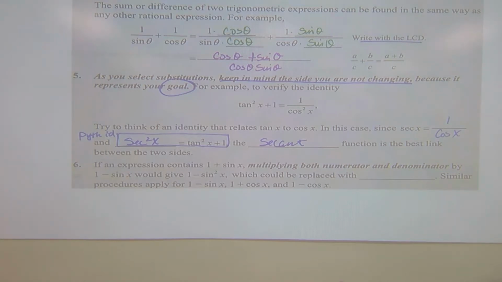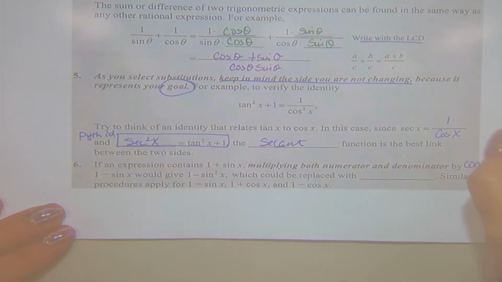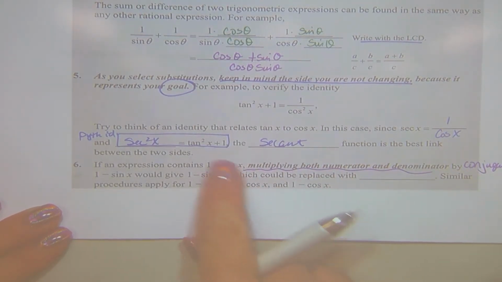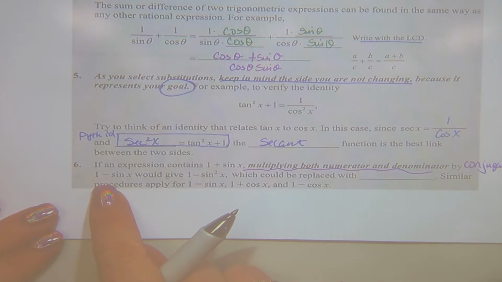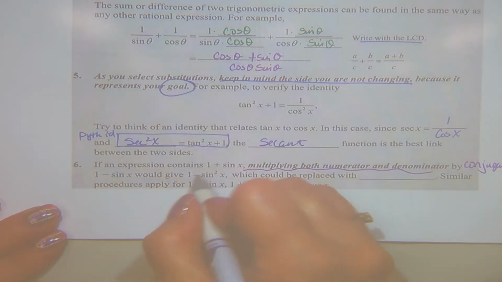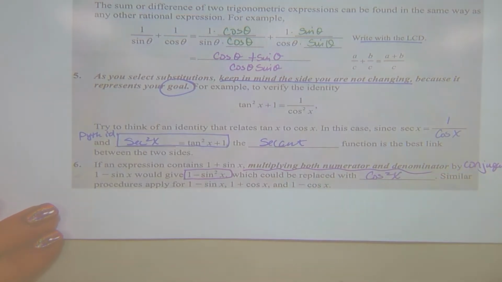And finally, my last tip and trick, my last tool that it gives you for 5-2: if an expression contains 1 plus sine x, sometimes it helps by multiplying the numerator and the denominator by the conjugate. Well, what's the conjugate of 1 plus sine x? The conjugate is the same two terms with a different algebraic sign in the middle. So the conjugate of 1 plus sine x is 1 minus sine x. That gives us 1 minus sine square x, because when I multiply two conjugates together, I get a difference of squares. And that links to my Pythagorean identity. I can replace that with cosine square x.